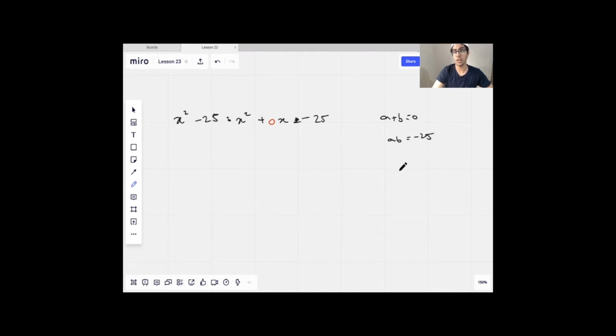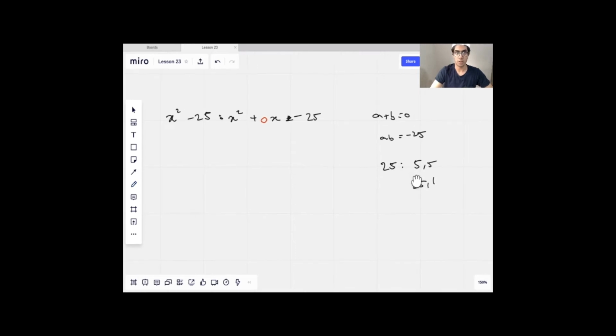Well, we can just think of 25, and then we know one of a or b is going to be positive and the other negative by the minus sign here. So we consider the positive case first, and then we can apply the minus signs as we need. So 25 is either 5 and 5, or 25 and 1. Okay, so let's try this out. Say it's positive 5 and minus 5. Well, that adds 5 minus 5, that's 0, and that's the one we need.